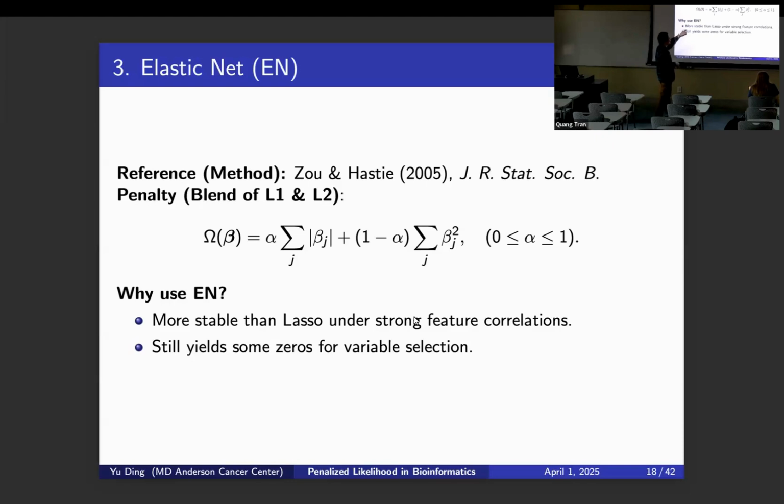Elastic net is basically a combination of lasso regression and ridge regression. Here alpha is a hyperparameter that controls how these two are combined. So why elastic net? Elastic net is more stable than lasso, and with strong feature correlations it still yields zeros for variable selection. It behaves in the middle of lasso and ridge regression, and it inherits the advantages from both of the penalty terms.